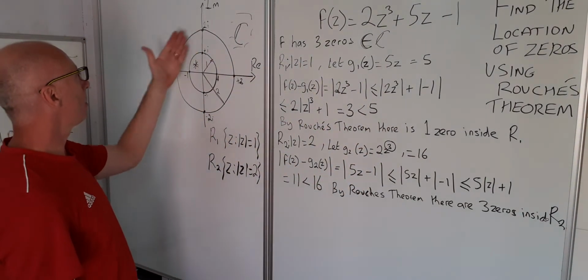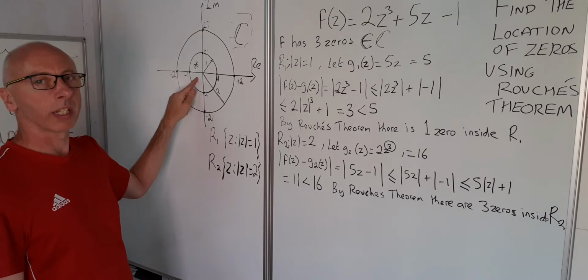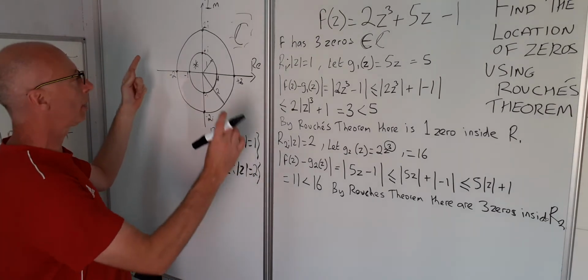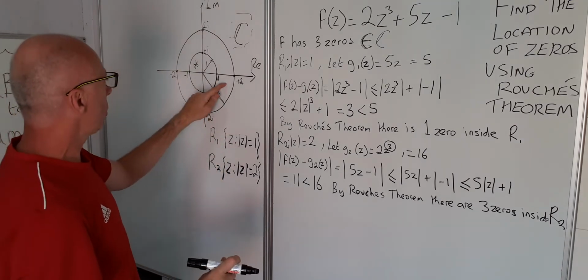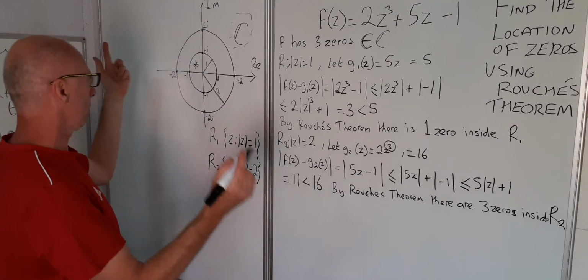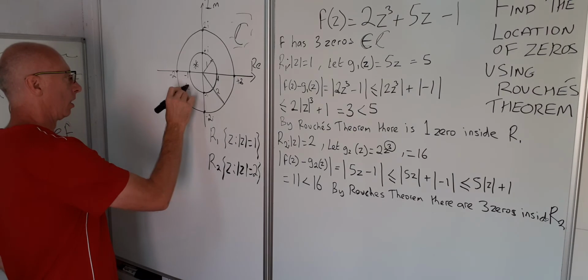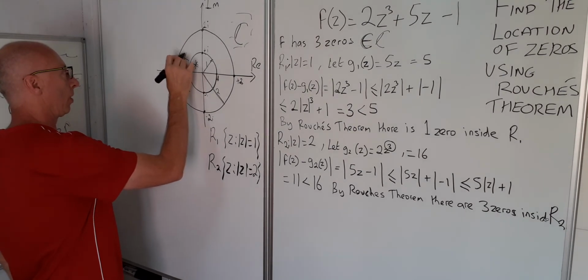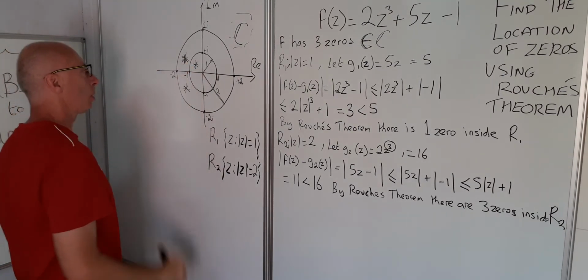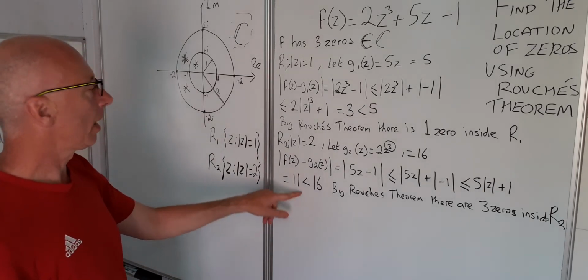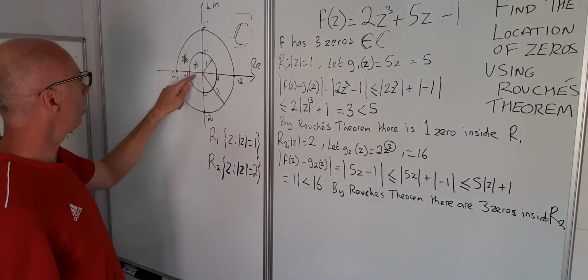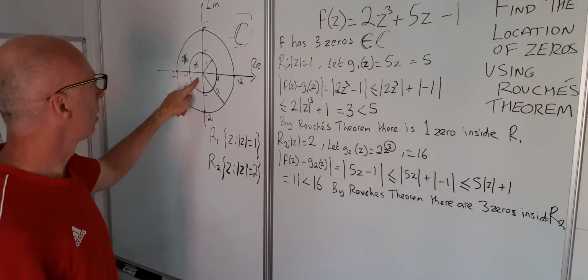Right, so we've got 3 zeros inside here, but we know there's 1 in here. So therefore, by the process of elimination, and we know there's not any on the actual line, there must be 2 in here somewhere. Again, we don't know where they are. Let's just put 1 there and 1 there, because I'll explain why that will probably be the case. Okay, so therefore there's 2 zeros inside here and 1 zero inside here.